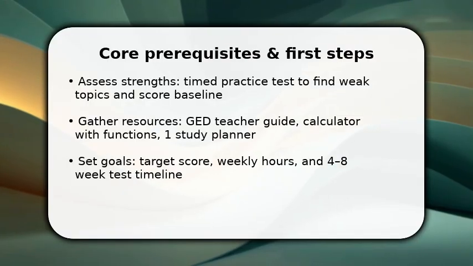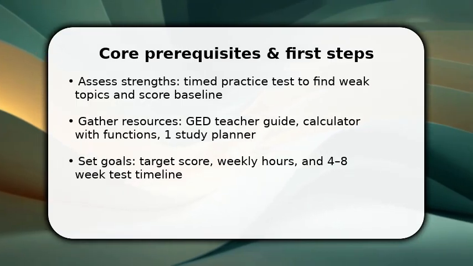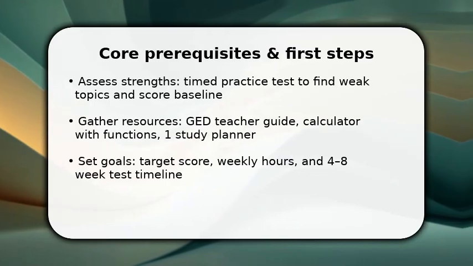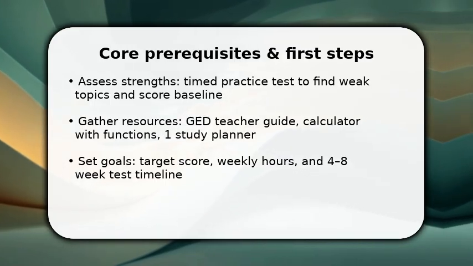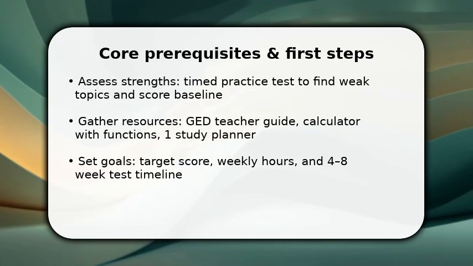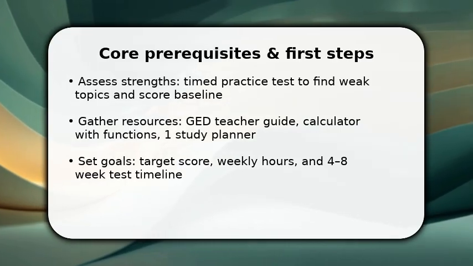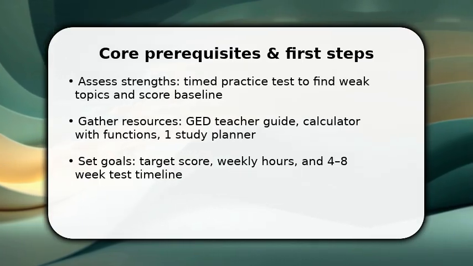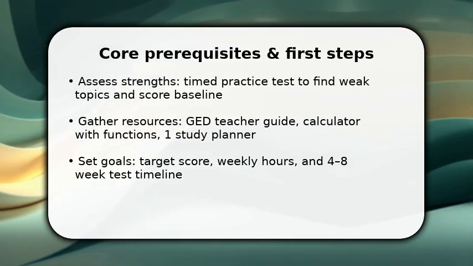You begin by confirming essential prerequisites: basic arithmetic, fractions, and percent fluency. Take one timed diagnostic test to reveal gaps and set a realistic target score. Once done, assemble a compact toolkit: official GED guide, graphing or scientific calculator allowed, and a simple planner.